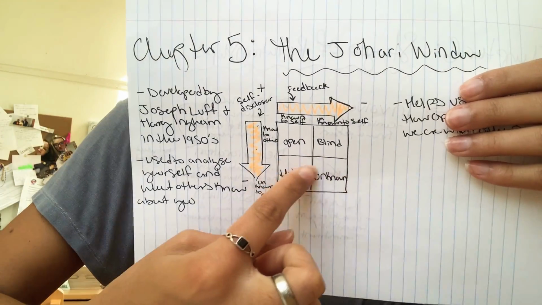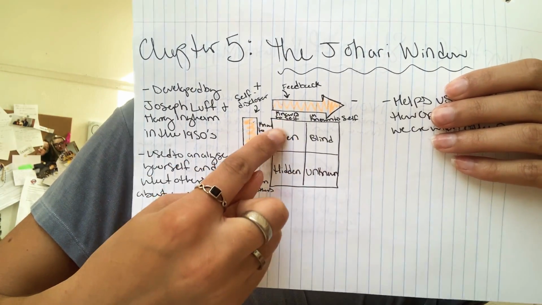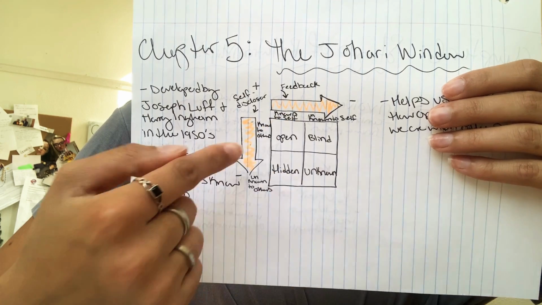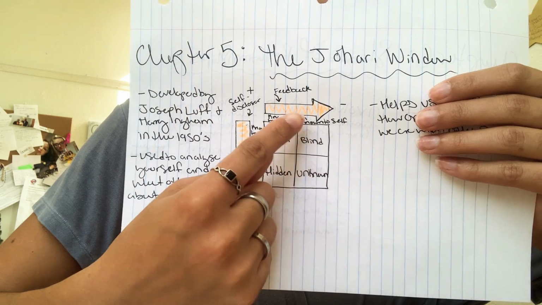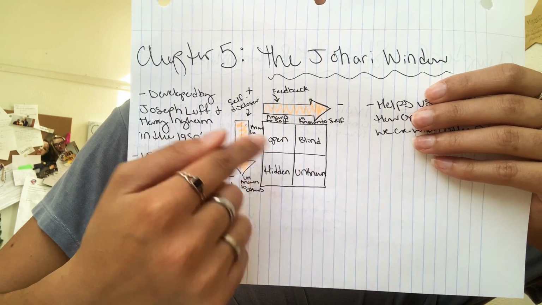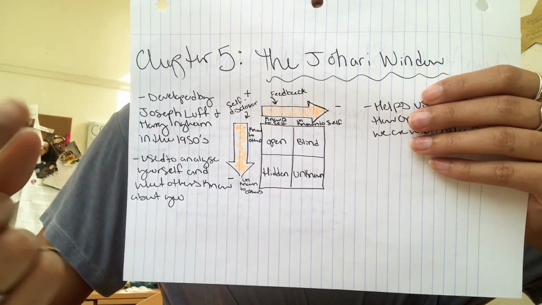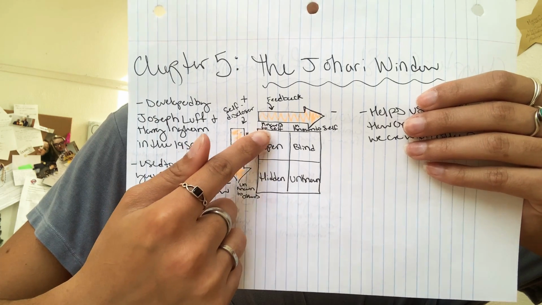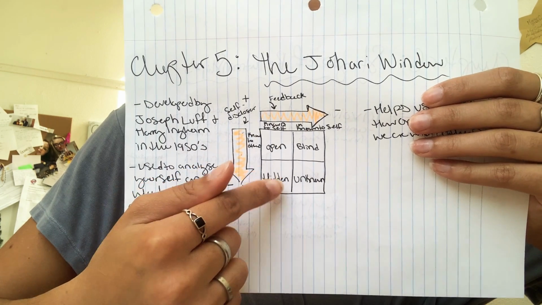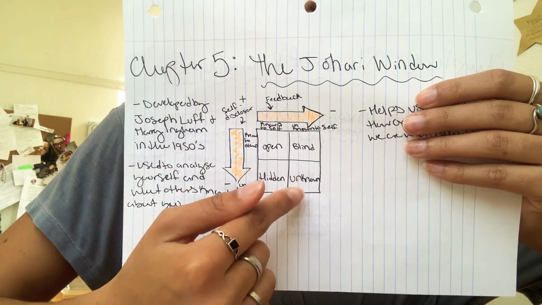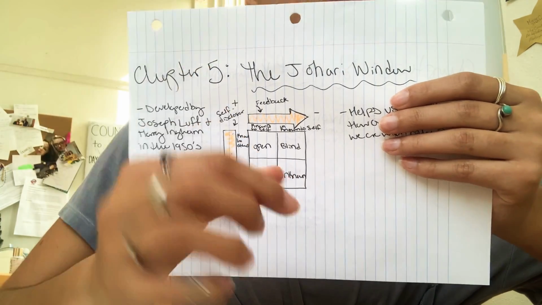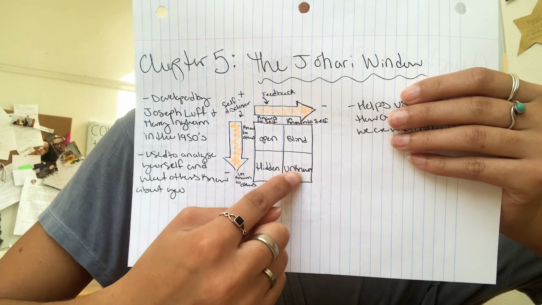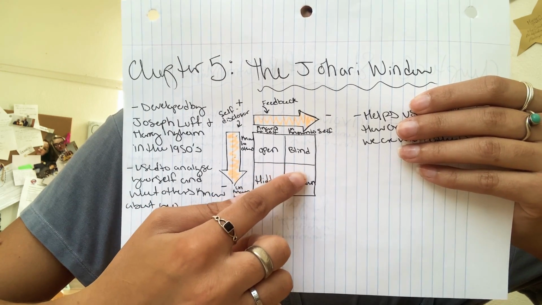You have 4 boxes. The first box, what is known to you and what is known to others, is what's open. The next is what is unknown to you but is known to others, which is what you're blind about. Then we have what is known to you but unknown to others, which is what you keep hidden. And then what is not known to you and not known to others, which is what is completely unknown.